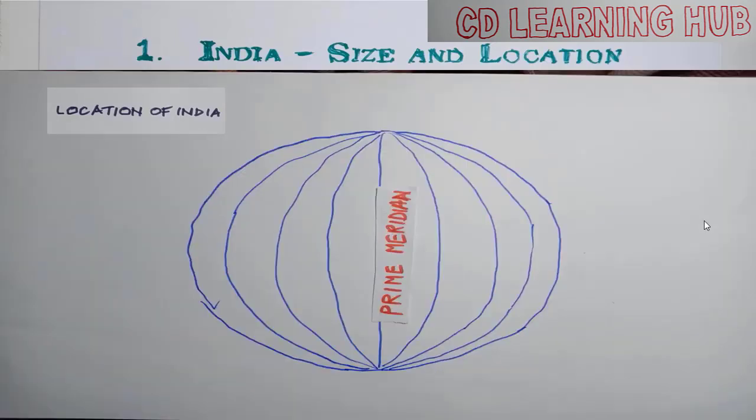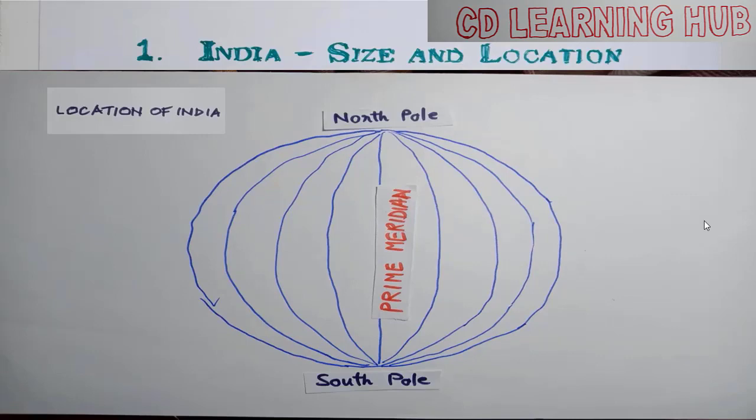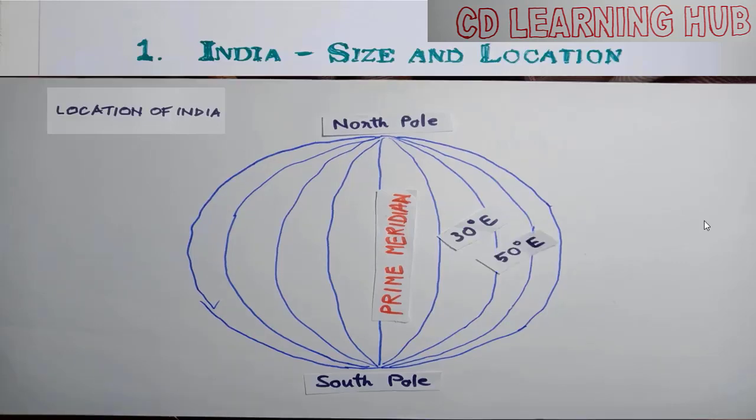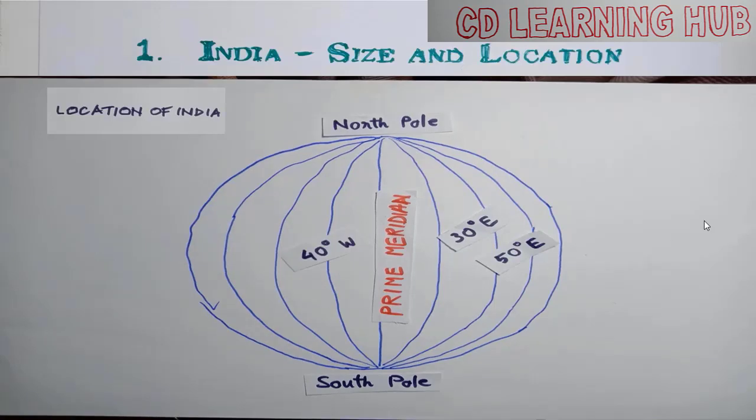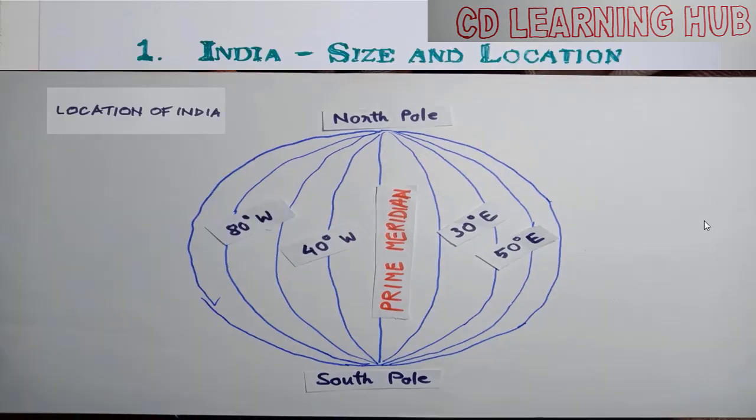Again, here the longitudes are shown along with the North Pole and the South Pole. 30° east longitude lies east of the prime meridian and 50° east lies east of the 30° east longitude. Similarly, 40° west longitude lies west of the prime meridian and 80° west longitude lies in the western side of the 40° west longitude.